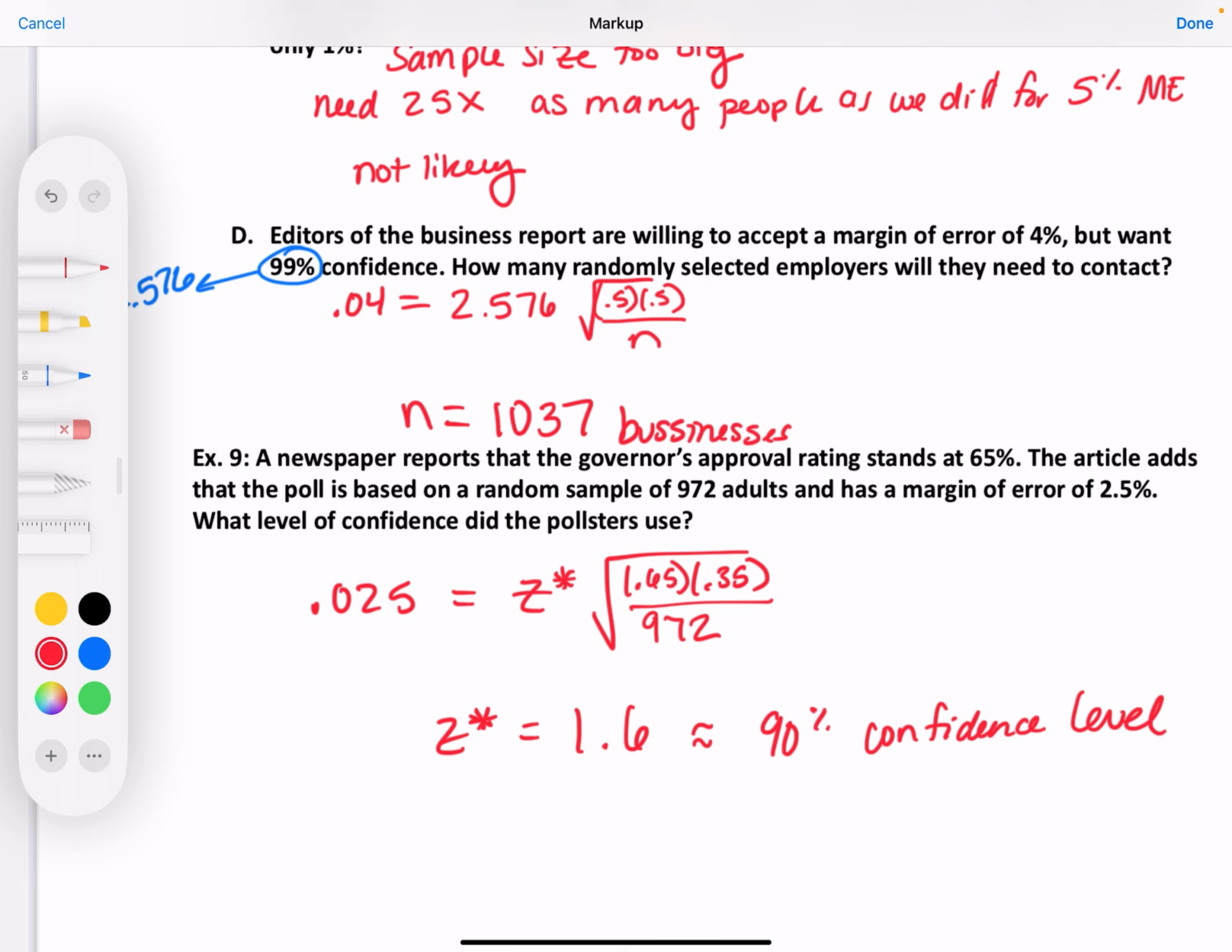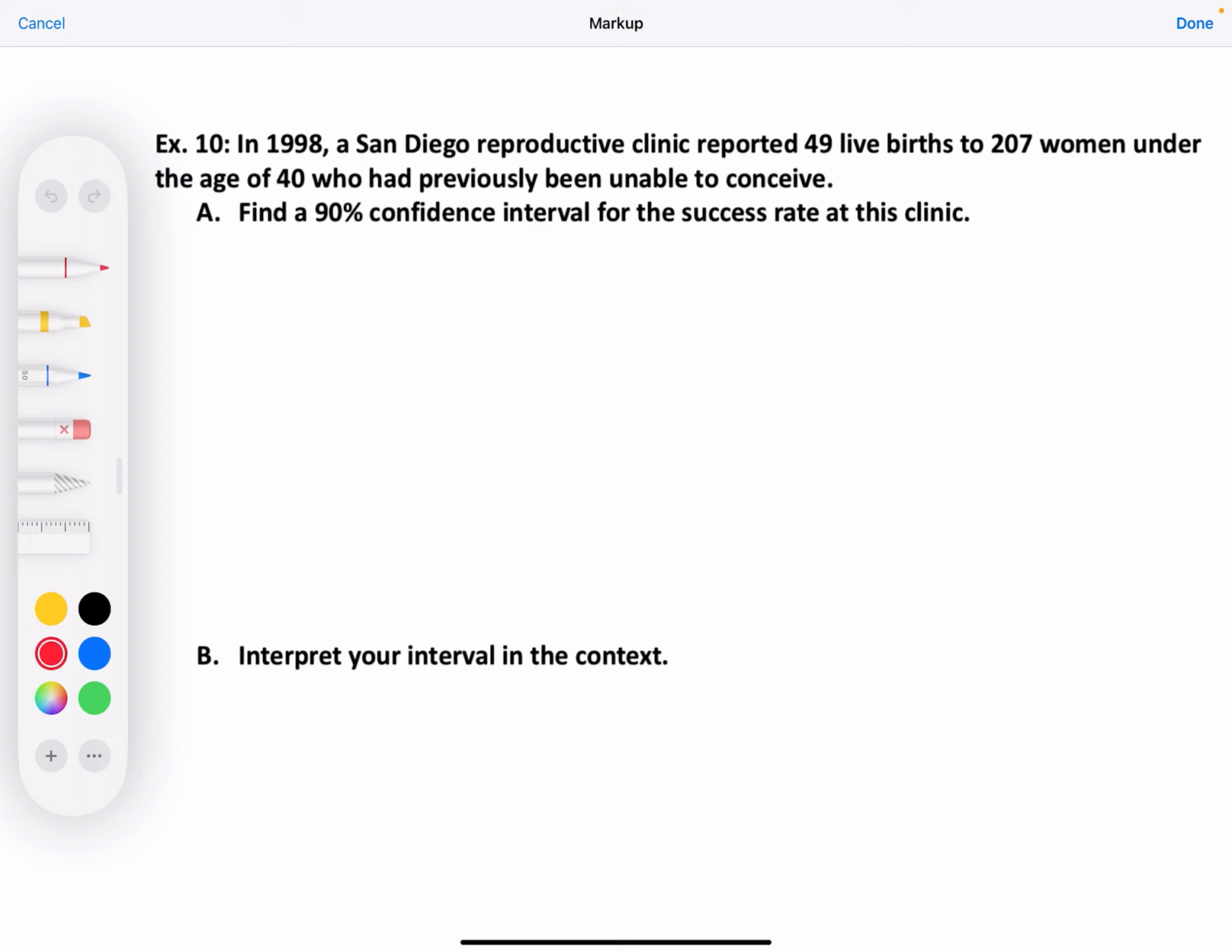All right. In 1998, a San Diego reproductive clinic reported 49 live births to 207 women under the age of 40 who had previously been unable to conceive. Find a 90% confidence interval for the success rate at this clinic. So I'm going to write out by hand how it would be found, but then I'm going to have you do it in your calculator to actually get the value.